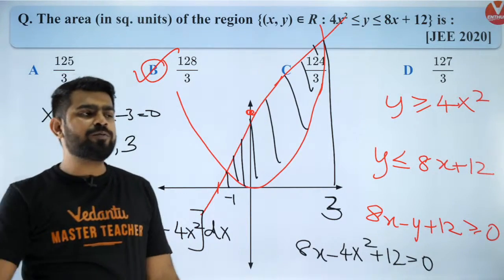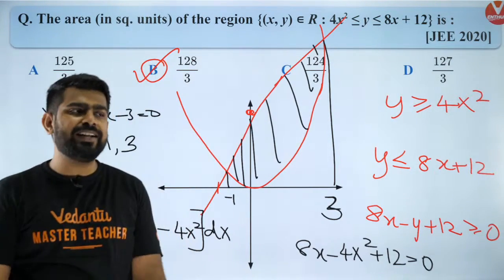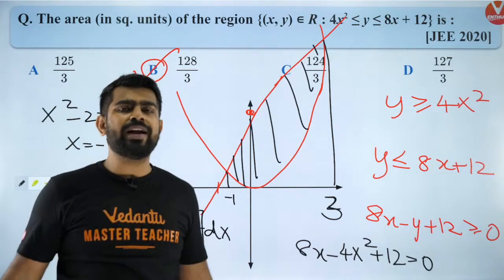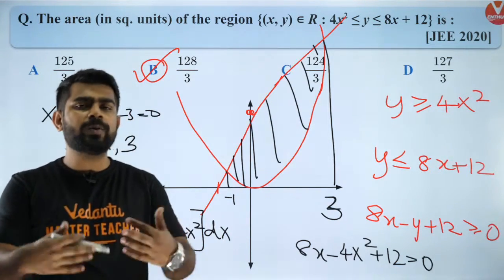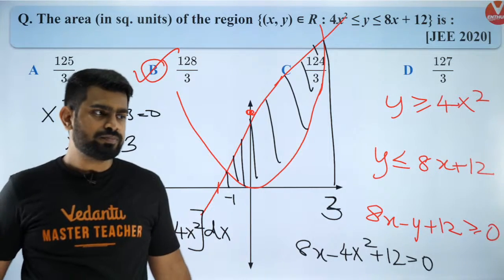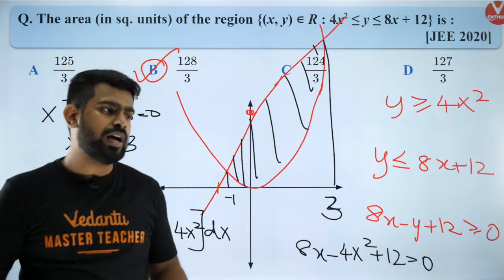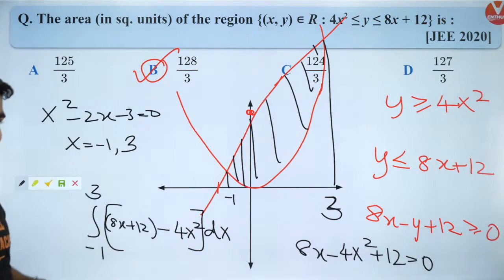In Maths, out of 25, if you attempt 15, it is a good score. About 20 is a great score.